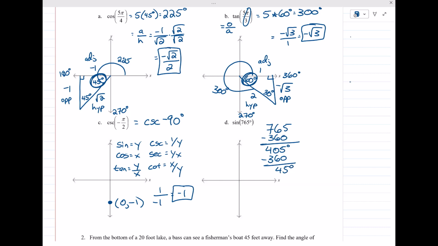So when it's all said and done, just keep subtracting 360. You could have also kept adding 360. But we're left with 45 degrees, which is right here. 45 degrees is right here. This would be 1/√2. Sine would be opposite over hypotenuse. Multiplied by √2 over itself, and this would just be √2/2.